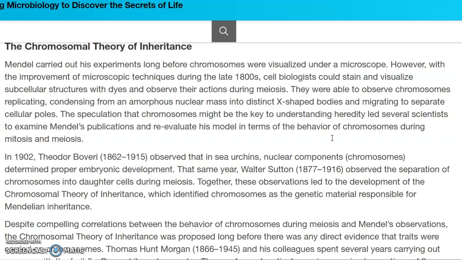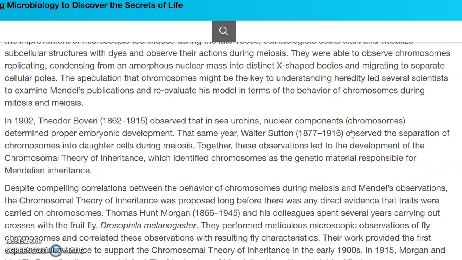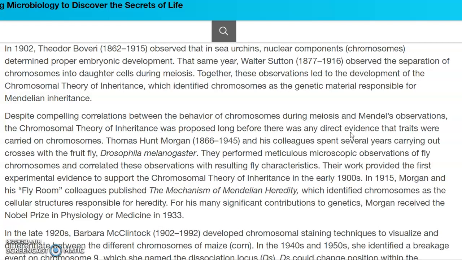So he was watching cells going through these processes of mitosis and meiosis, and he was able to see how they were transmitted, or how they got from the parent cell into the daughter cell. And this led to the development of what we now call the chromosomal theory of inheritance, and that is what we now know is carrying the genetic material that was responsible for these inheritance patterns that Mendel observed.